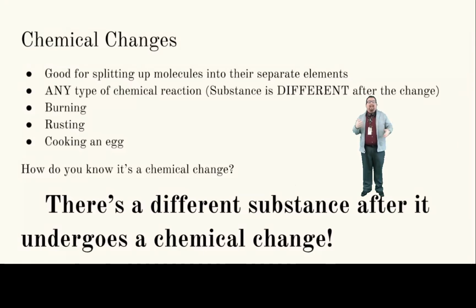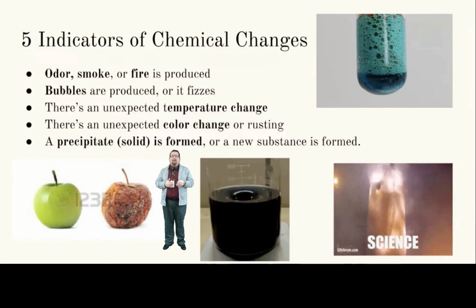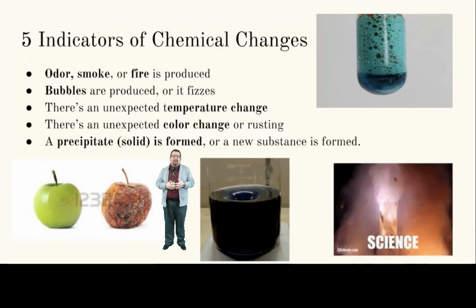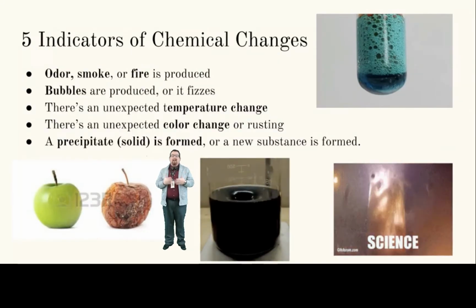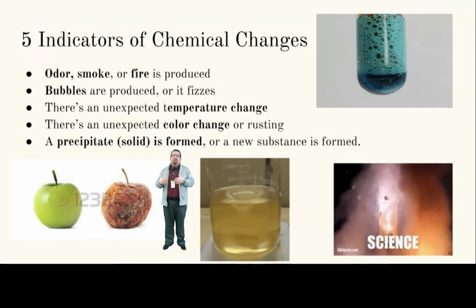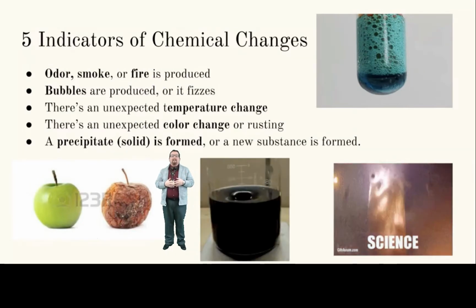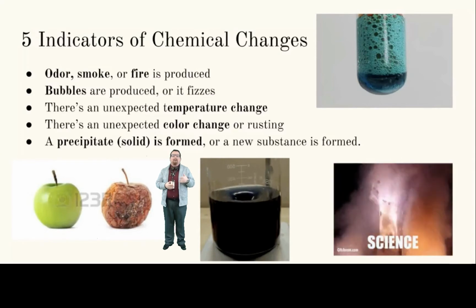Now, the only way to really test whether a chemical change occurred is to actually test the substance to figure out whether it's something different than what we started with. However, we do not have that technology here at our school. So, there are 5 indicators that give you a hint, a pretty good chance that a chemical change occurred. One is if there's an odor, or there's smoke, or there's fire.